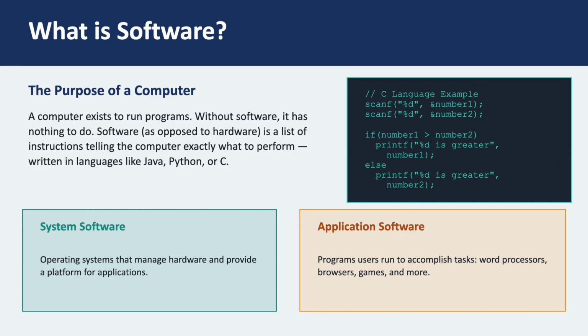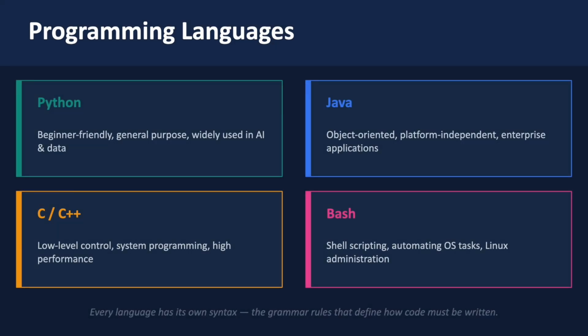Each language carries its own unique syntax, often appearing unusual to beginners, such as the use of & before variable names, semicolons at line endings, and format specifiers like %d. Beyond executable instructions, programs also require definitions such as variable declarations, functions, methods, and classes. Software broadly falls into two categories: system software, the operating system, and application software, programs used for specific tasks like word processing, web browsing, or gaming.